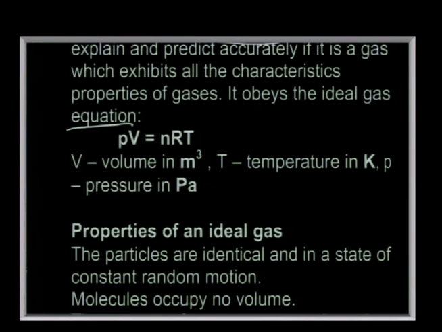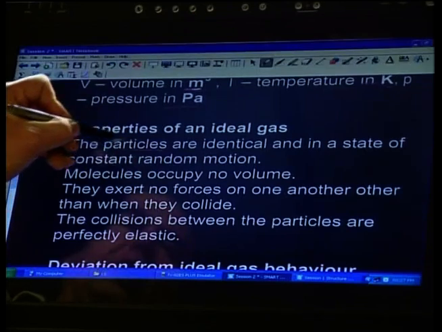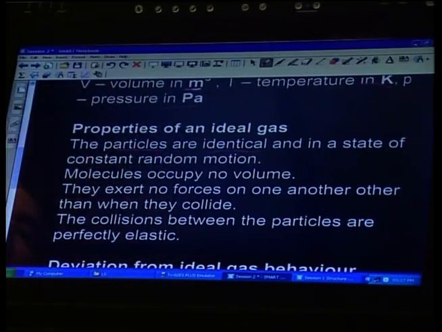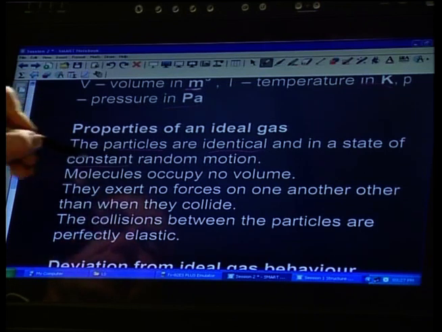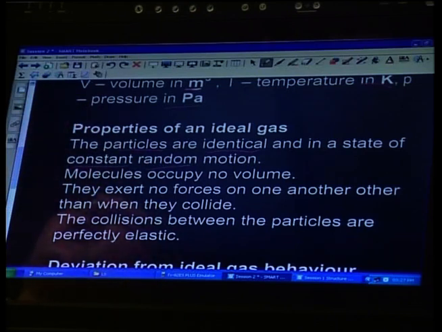When you're using the ideal gas equation, make sure that you've got your units of measurement in SI units. That's why I spent some time on that. Volume in meters cubed, temperature in Kelvin, and pressure in pascals. Now, what are the properties of an ideal gas, apart from the fact that it obeys all the gas laws? So what we have to recognize is the particles are all identical. That's not true in every gas mixture, and they're in a state of constant motion that is random. That's perfectly random. Again, that's not always true.